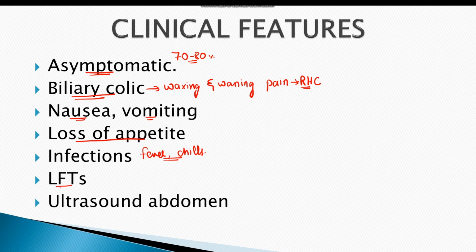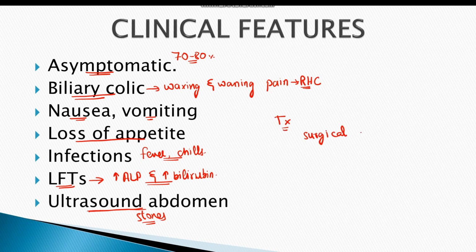Liver function tests are mostly normal, but in case of an obstructed stone, there is increased level of ALP and bilirubin as well. Ultrasound of the abdomen reveals the presence of stones within the gallbladder. The treatment of gallstones is surgical removal of gallbladder, also known as cholecystectomy.